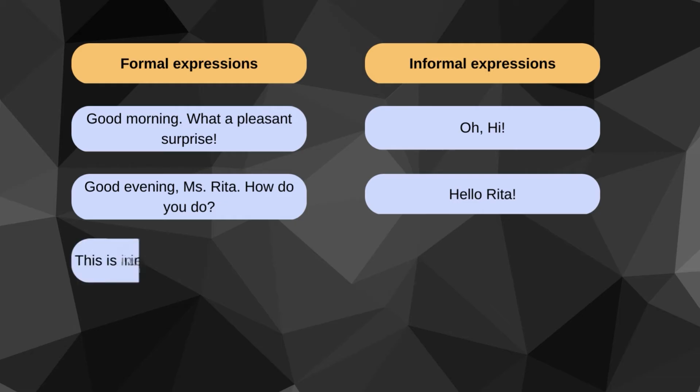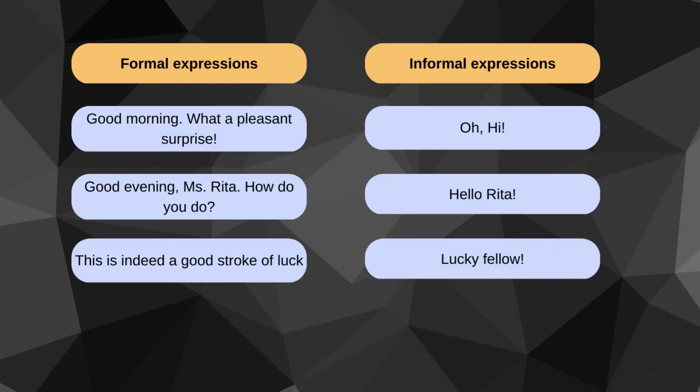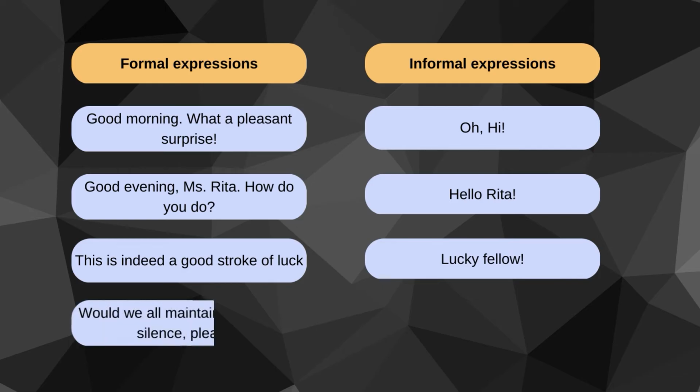Let's look at another example. The formal expression: this is indeed a good stroke of luck. And the informal expression, what do we say? Lucky fellow, right? So we use it with our friends like this. Let's look at one more example.